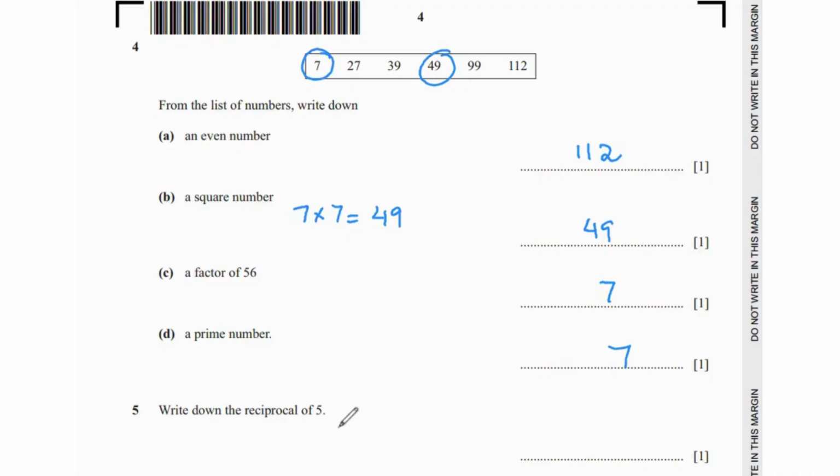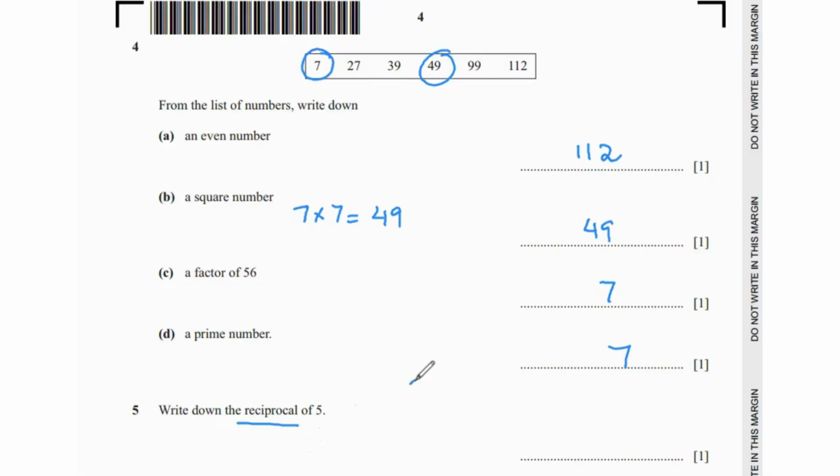Then it says write down the reciprocal of 5. Now, reciprocal is the term that you must have come across when you were learning fractions. Now, when we say reciprocal, what we mean is that we're flipping the fraction. If you remember, when you divide fractions, you always take the reciprocal of the second fraction and change the multiplication to division. So when they ask you to take the reciprocal of a given number, what they're asking you to do is that you have to flip the fraction.